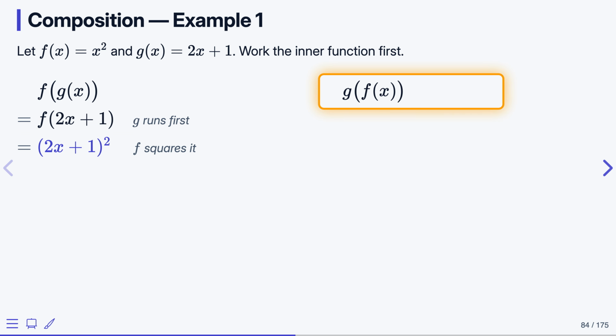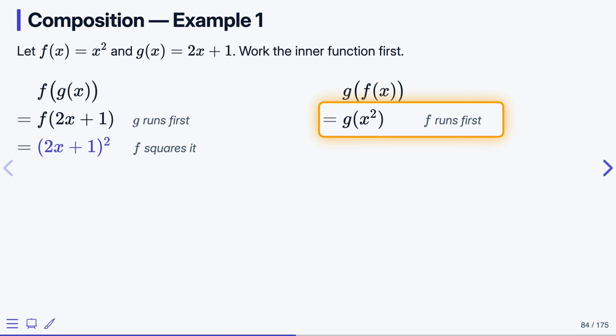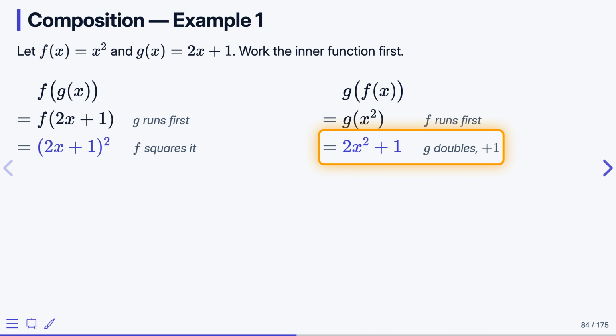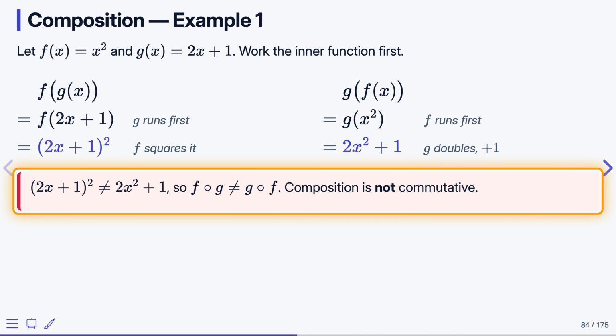Now the right side, g of f of x. Step 3. This time f runs first, and f of x is x squared, so we have g of x squared. Step 4. Now apply g, which doubles its input and adds 1. We get 2x squared plus 1. Compare the two answers. The quantity 2x plus 1 squared is not the same as 2x squared plus 1. So f circle g is different from g circle f. Composition is not commutative, and the order changes the result.